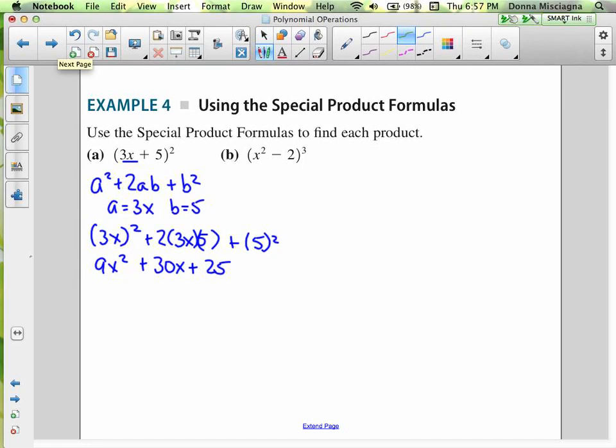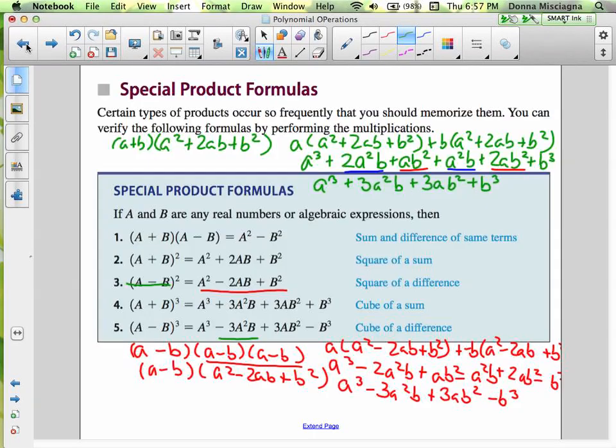x squared minus 2 all cubed. So if you forget, you can always come back here and look at your rule. We've got a cubed minus 3a squared b plus 3ab squared minus b cubed. Notice I pointed out the signs, but I didn't point out the exponents. Notice how the exponents are changing. Our a is cubed, but then look at what happens. On the next term, it goes down 1, so it's decreasing. And now it's a 1.